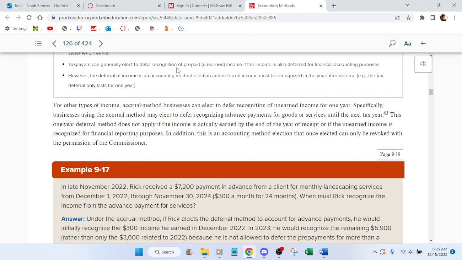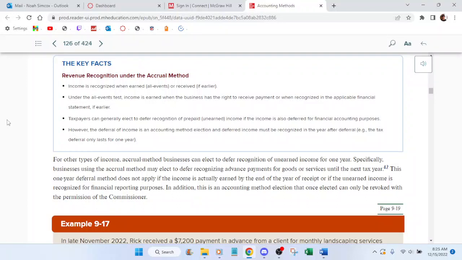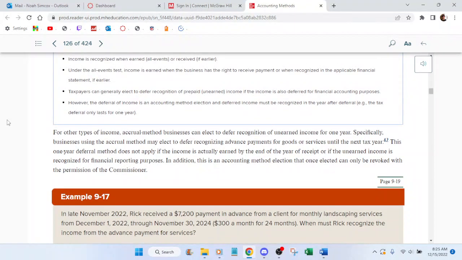or if unearned income is recognized for financial reporting purposes. In addition, this is an accounting method election that, once elected, can only be revoked with the permission of the Commissioner. Okay, in late November 2022, Rick received a payment in advance from a client for monthly landscaping services that start on December 1st, 2022 and go through November 30th, 2024.